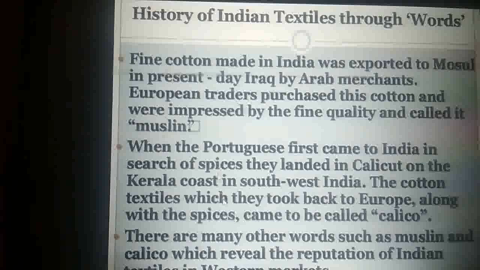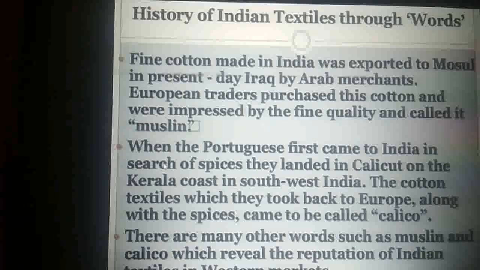Fine cotton made in India was exported to Mosul, which is present-day Iraq, by Arab merchants. From these Arab merchants, European trading companies purchased this cotton textile and took it with them to the European markets. They called all these cotton products muslin.